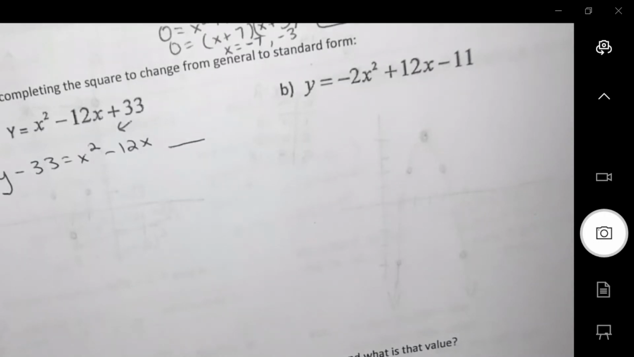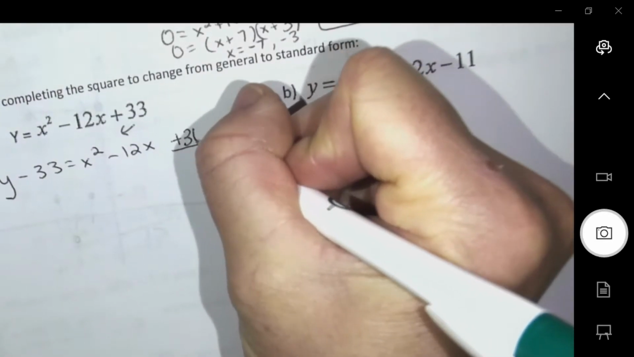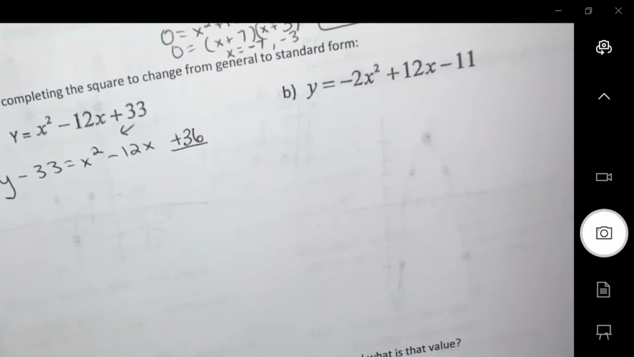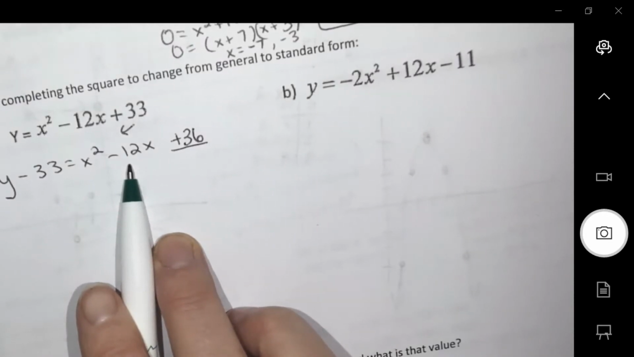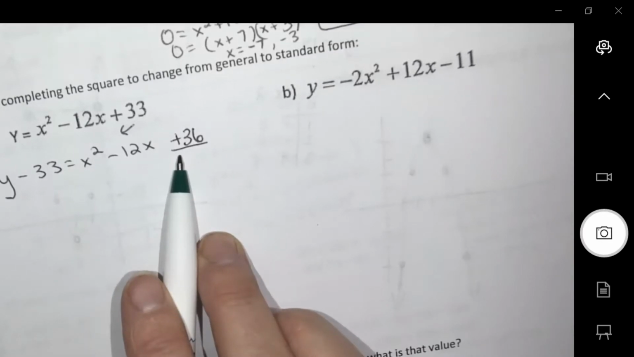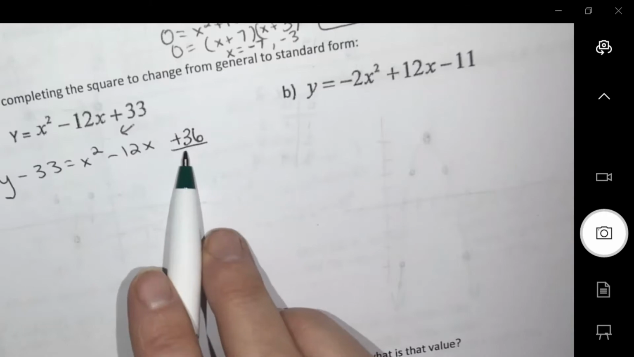So what's the number I want to put there? Half squared. 36. How did you get that number? I took half of this, so negative 6 is in my head, and a negative 6 is getting squared. Okay? This is always positive, no matter what, it's plus.